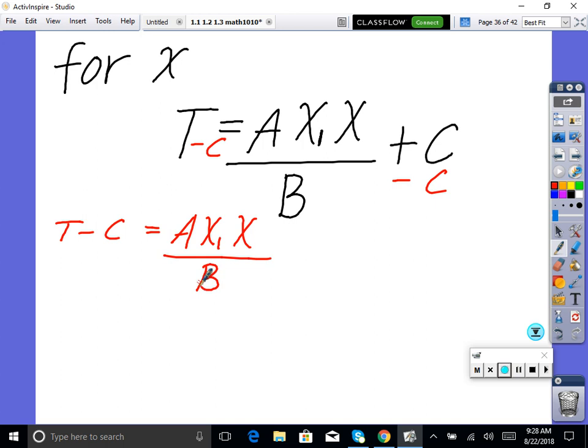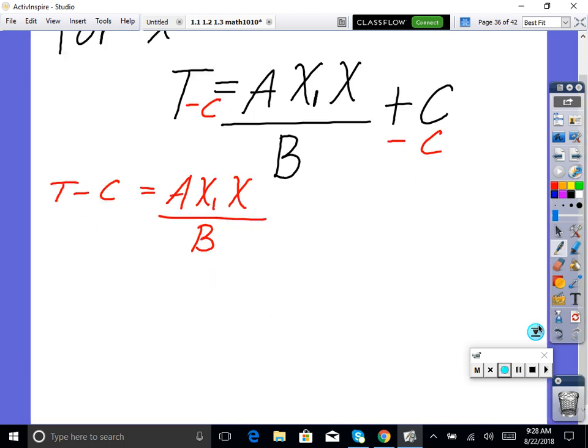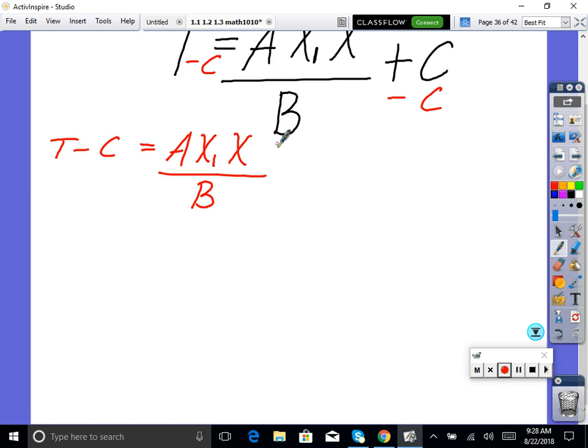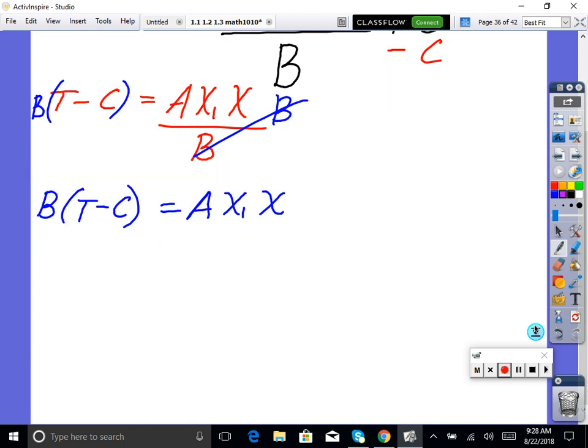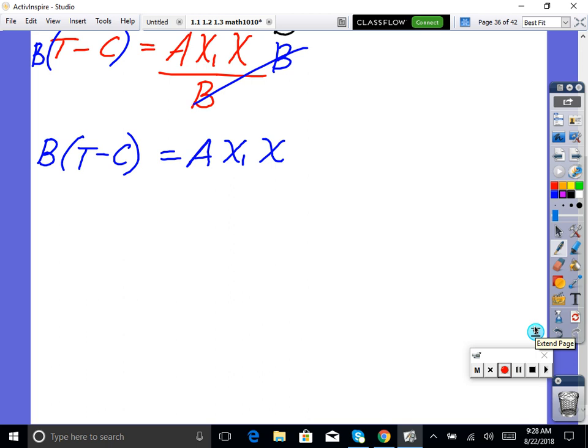t minus c equals a x1 x over b. What would we do to get big x1? It says divide by b. Let's get rid of it like you just said. Times by b. I just said times this entire side by b. Well, there's 2 things in that side, so I need parentheses. So we have b times t minus c is equal to a x1 x. Aren't those times signs if there's nothing written? Okay, so how do we get x? Yep, divide by ax1. And x is alone. Yeah? Okay, sweet.